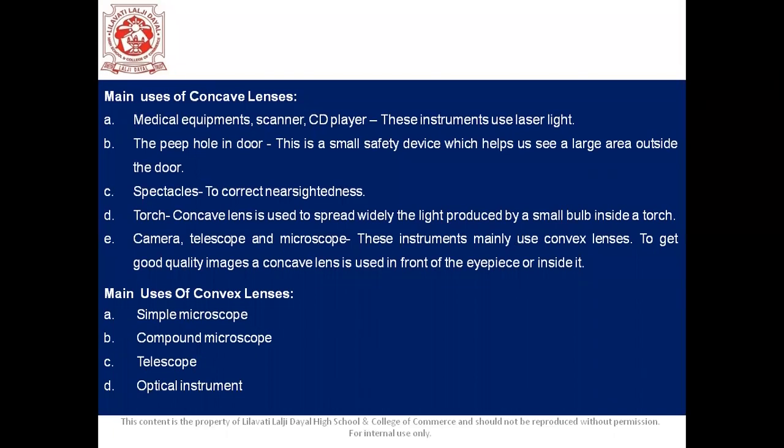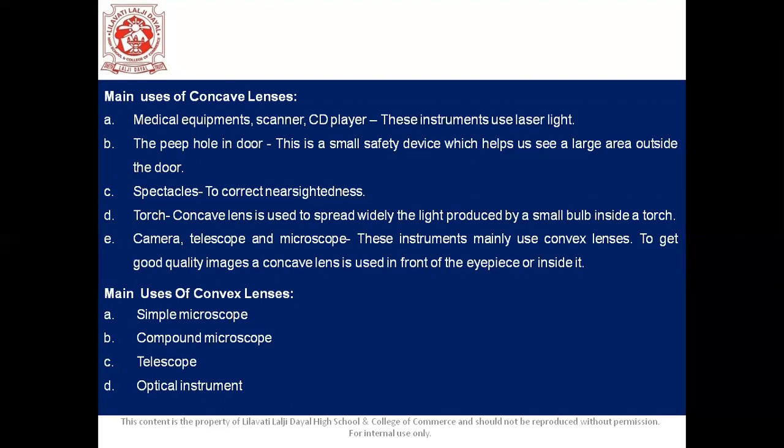Now let us see the uses of concave lenses. Basically, concave lenses are used in medical equipment, scanners, and CD players. These instruments use laser light. Next, the peephole in the door. It is a small safety device which helps us to see a large area outside the door. So again, there we have concave lenses.